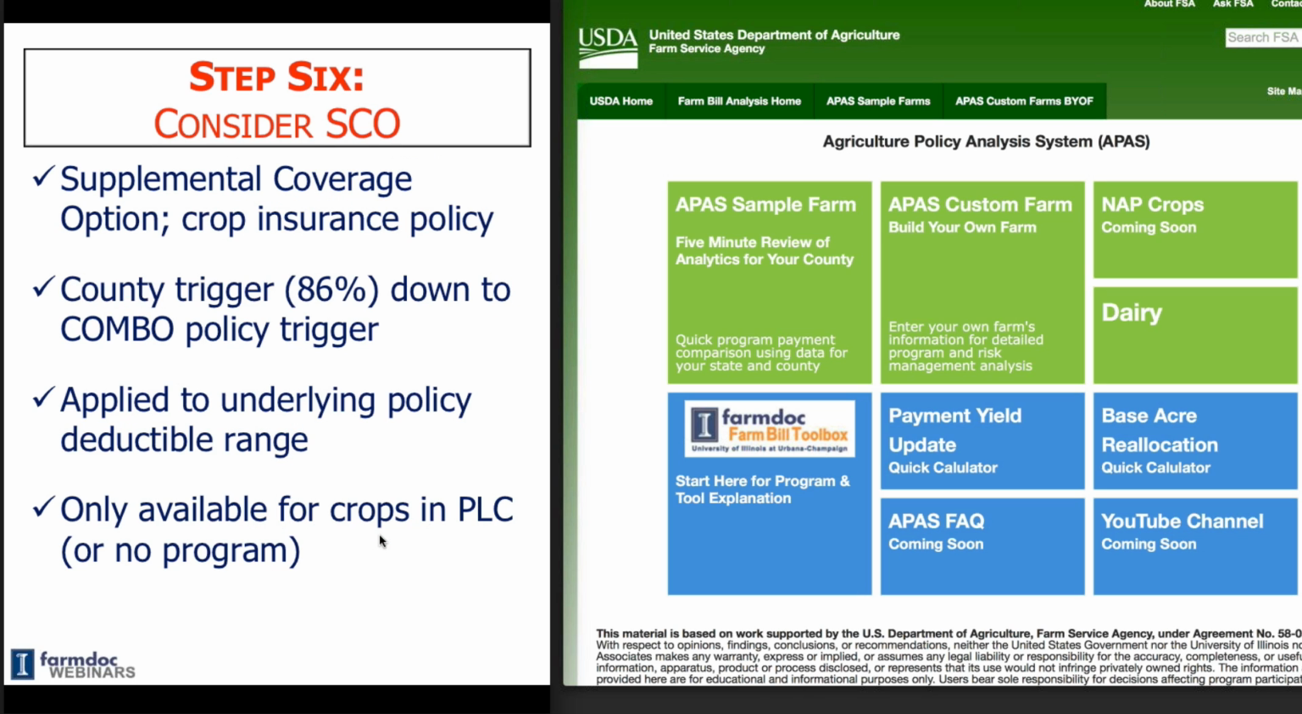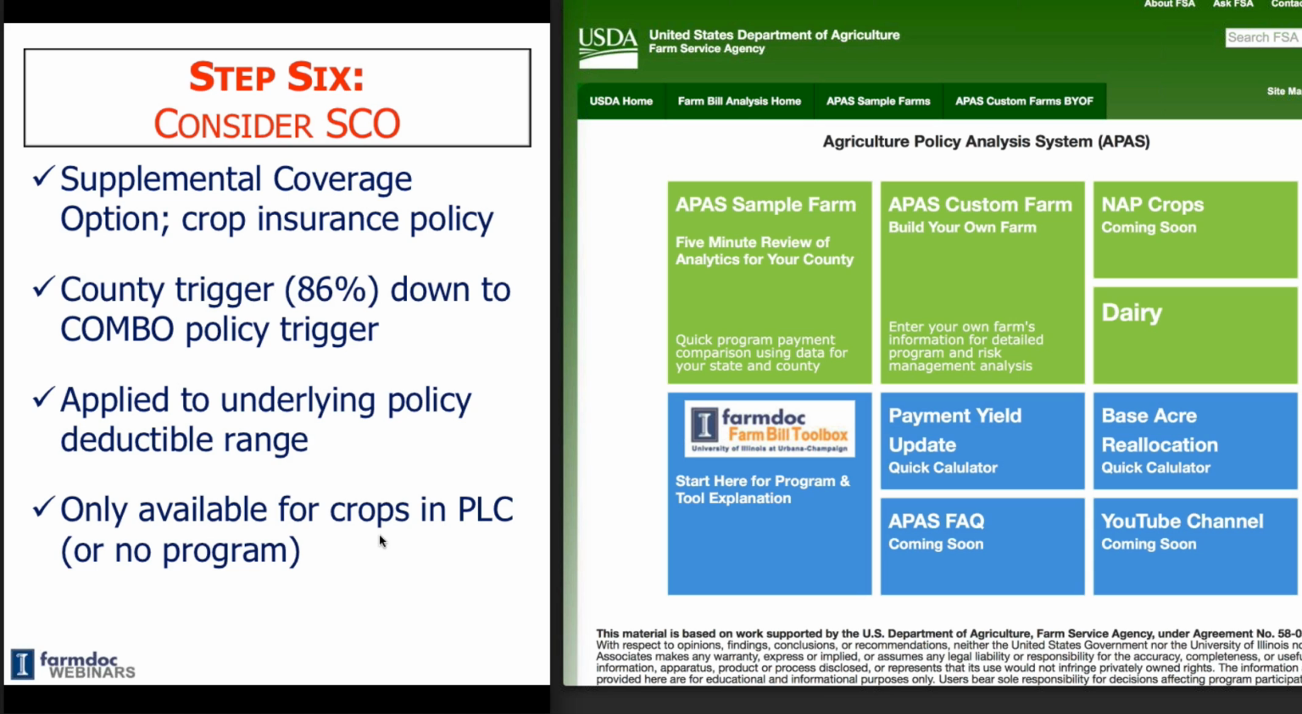Step 6, then, we've got to come back around and consider the supplemental coverage option. This is a crop insurance policy. So we always want to start off and remind everybody that ARC County, PLC, and ARC Individual are the Title I commodity support programs that have no cost. Those are the FSA programs. Supplemental coverage is different. It is a crop insurance program.